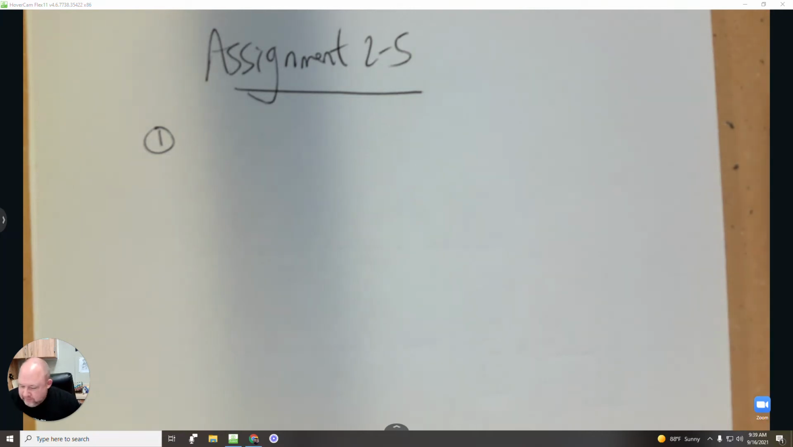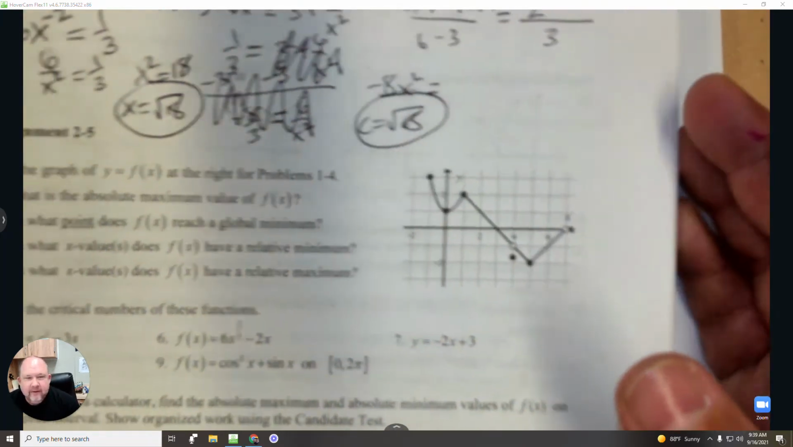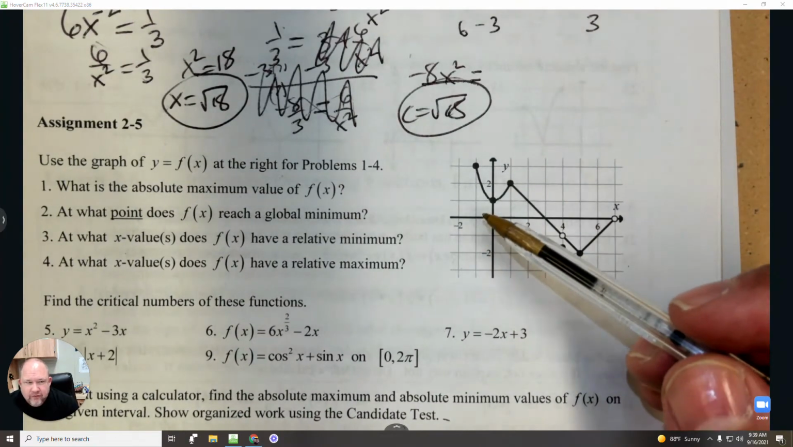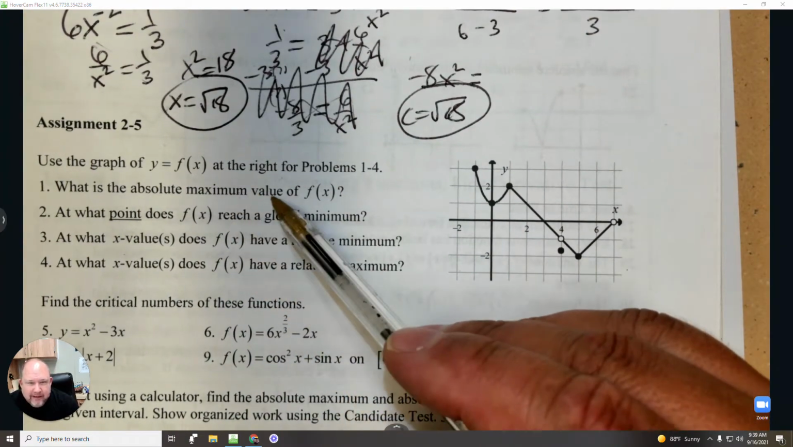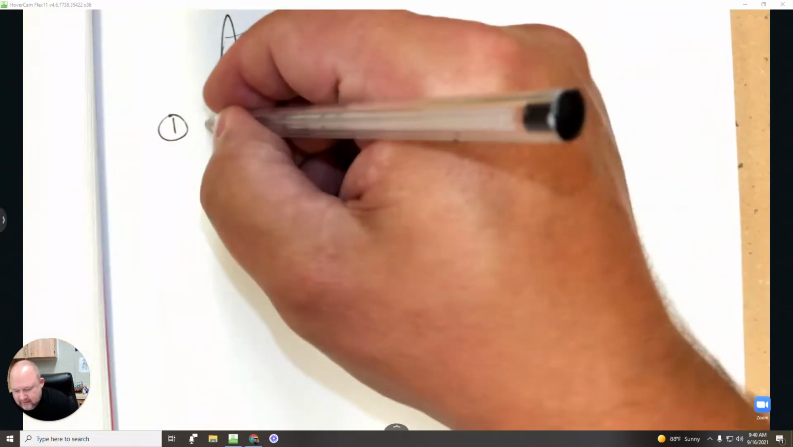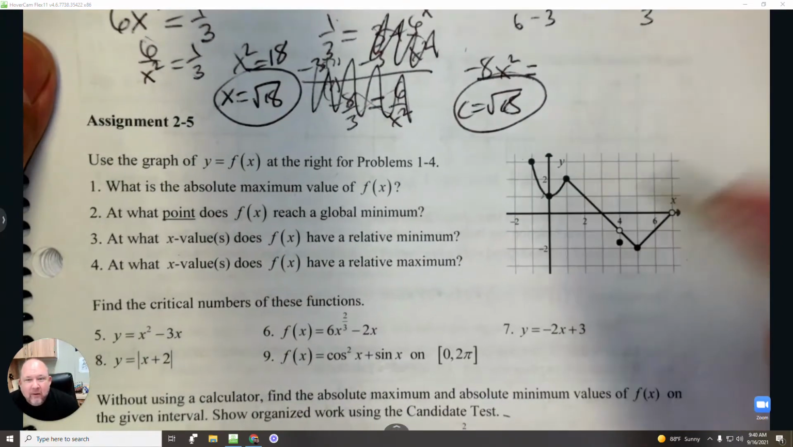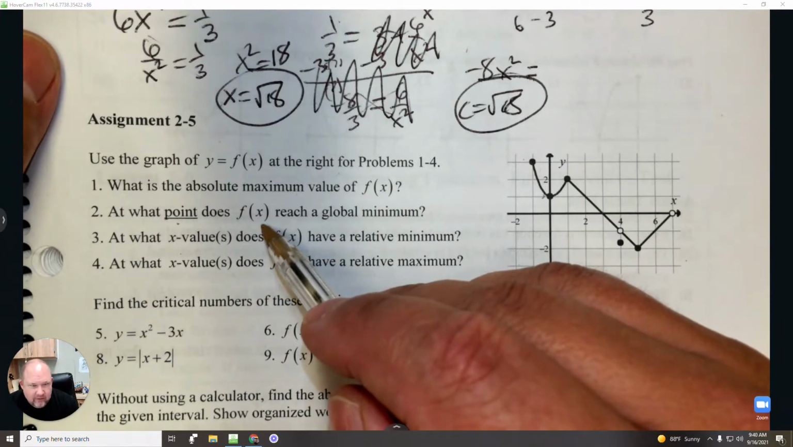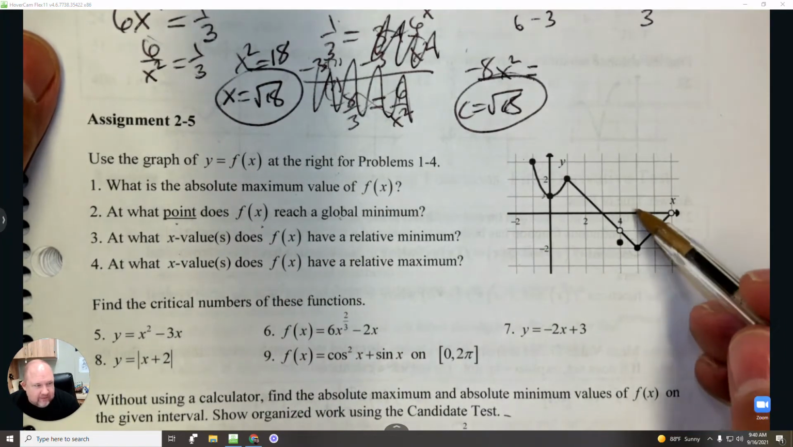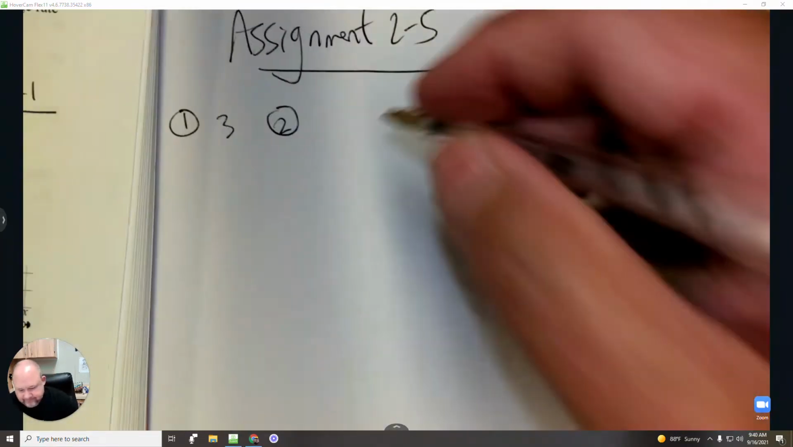All right, assignment 2.5. It's about extrema and the mean value theorem and some review. What is the absolute maximum? So we're looking for the y value. So that answer up there is 3. These are going to be easy questions to begin with. Enjoy the easy questions. At what point does the function reach a global minimum? So what's the lowest point on the graph? That's 5 and negative 2.